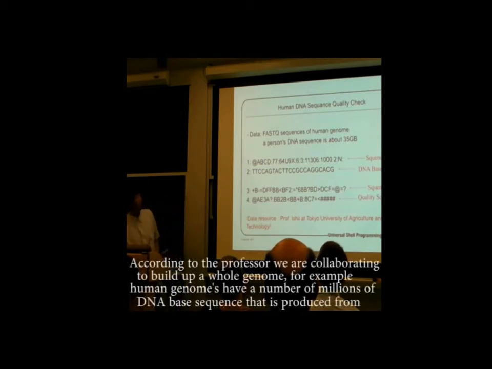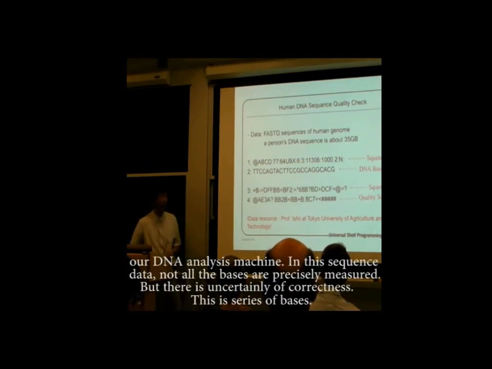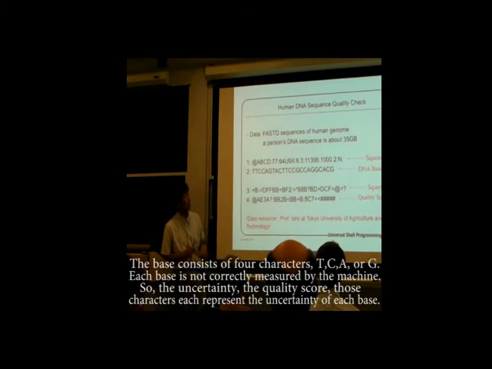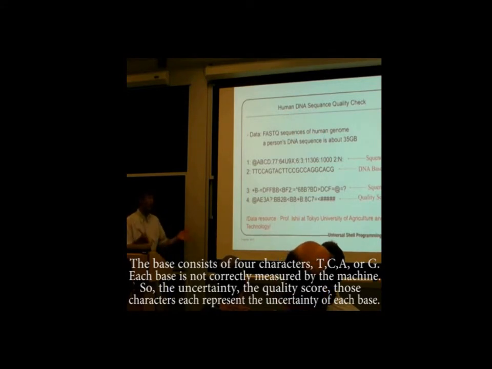So according to the professor, we are collaborating to build up a whole genome. For example, for human genomes, you have millions of DNA base sequences that are produced from our DNA analysis machine. In this sequence data, not all the bases are precisely measured, but there is some uncertainty of correctness. This is a series of bases. The base consists of 4 characters, T, C, A, or G. But each base is not correctly measured by the machine.